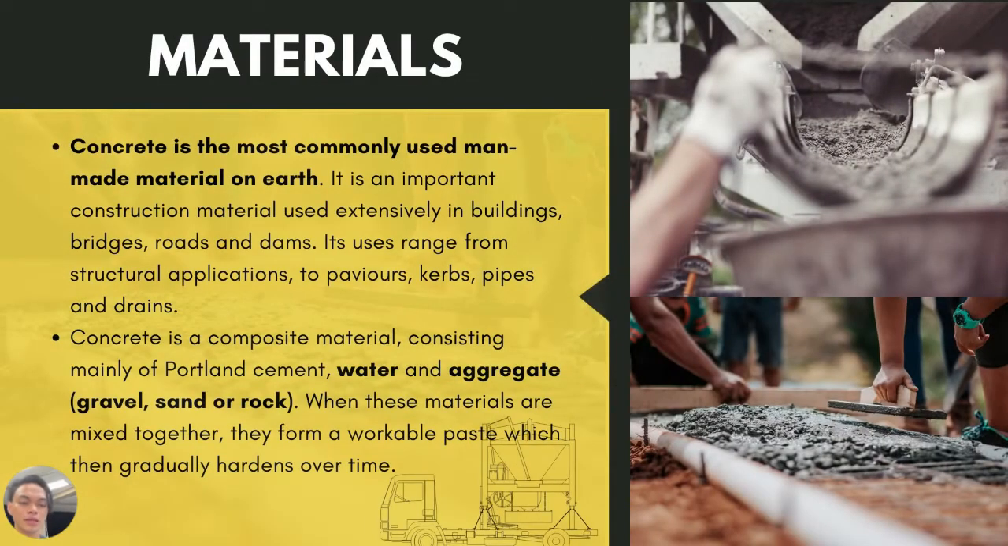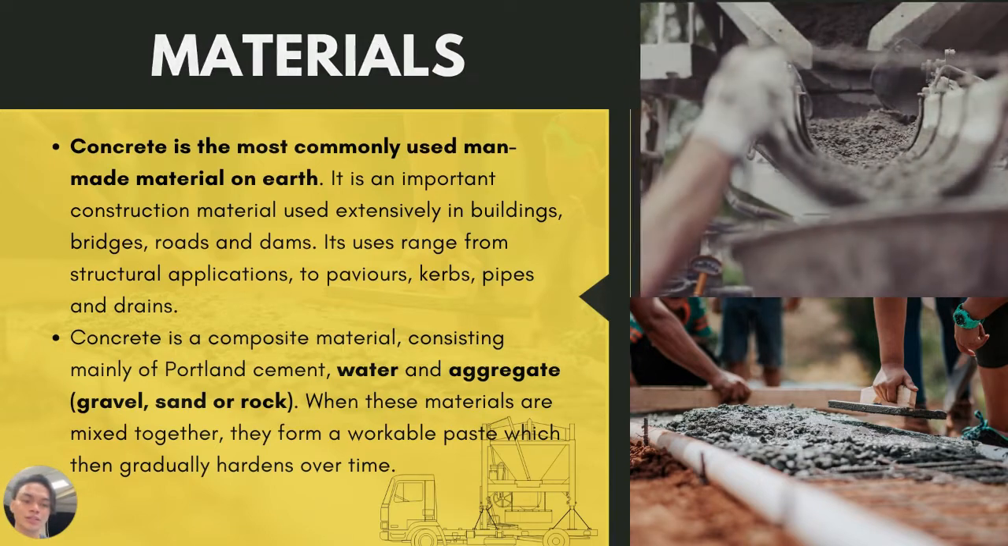Concrete is the most commonly used man-made material on earth. It is an important construction material used extensively in buildings, bridges, roads, and dams. Its uses range from structural applications to pavers, curbs, pipes, and drains. Concrete is a composite material consisting mainly of Portland cement, water, aggregate, gravels, and sand or rock. When these materials are mixed together, they form a workable paste which then gradually hardens over time.